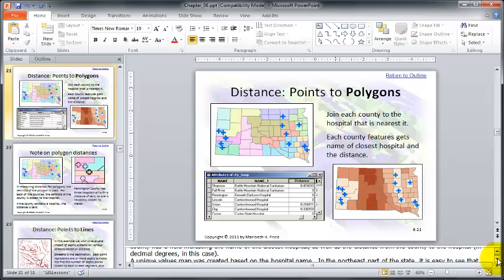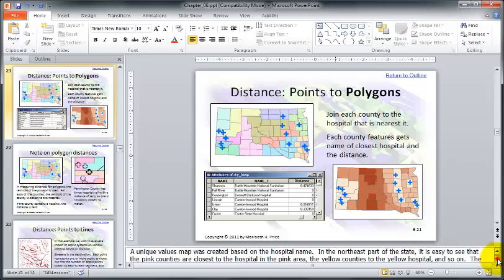And then a unique values map was created based on the hospital name. In the northeast part of the state, it's easy to see that the pink counties are closest to the hospital in the pink areas, the yellow counties to the yellow hospital, and so on.